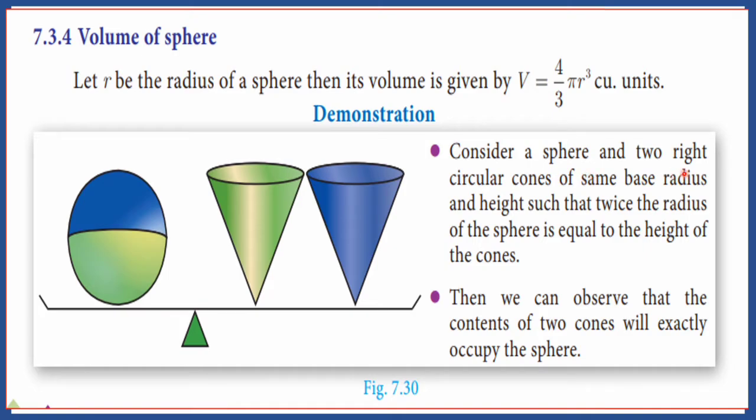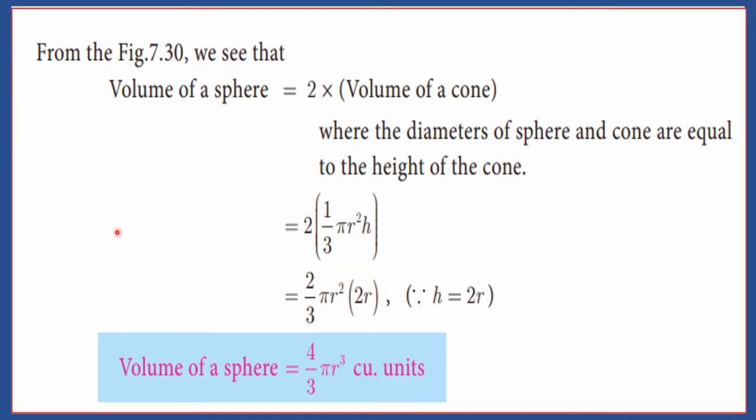Consider a sphere and two right circular cones of same base radius and height such that twice the radius of the sphere is equal to the height of the cone. Here, the sphere and the right circular cones have same base radius, and height of the cone is equal to twice the radius. It is given. Then we can observe that the contents of two cones will exactly occupy the sphere. From this, we observe that volume of a sphere equal to 2 into volume of a cone.